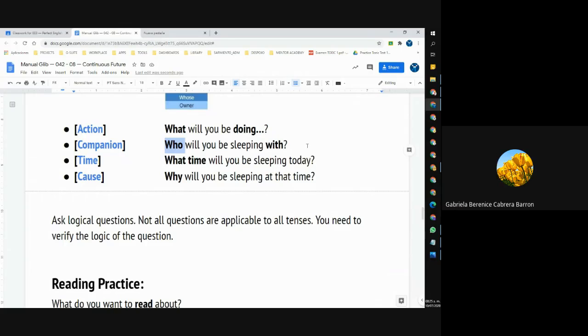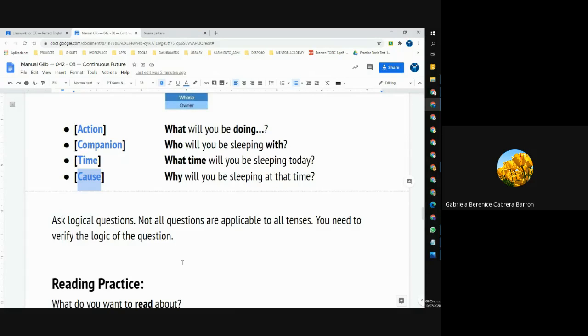In the camping. Very good. Question for time. What time will you be sleeping today? Answer. I will be sleeping at 11 p.m. Very good.